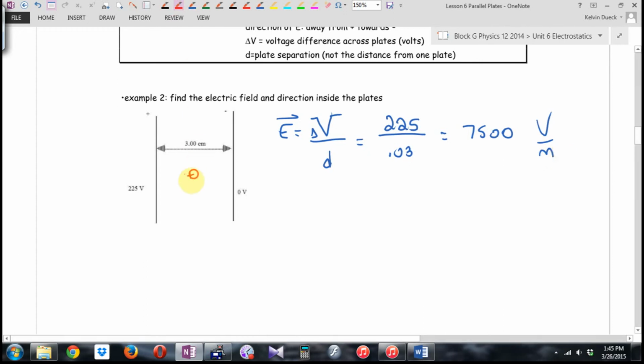Direction. Which way would a positive right there want to move if it could? From positive to less positive. To the right.